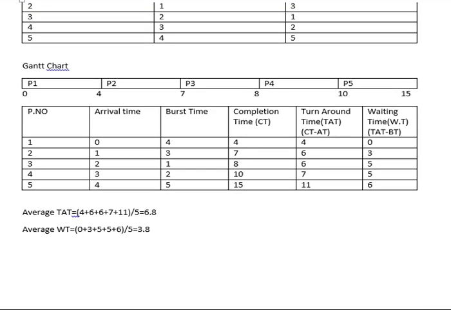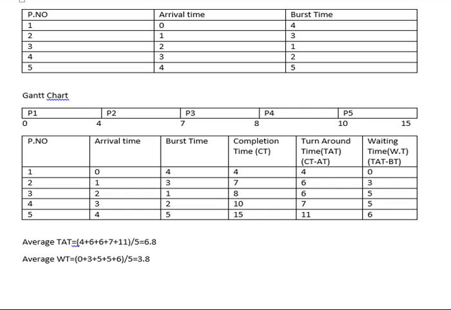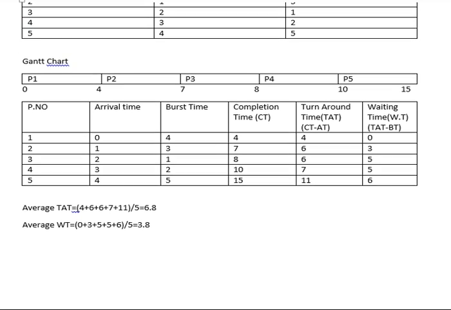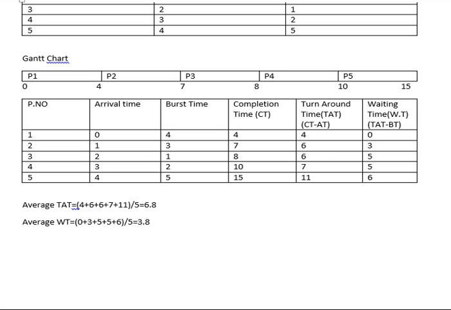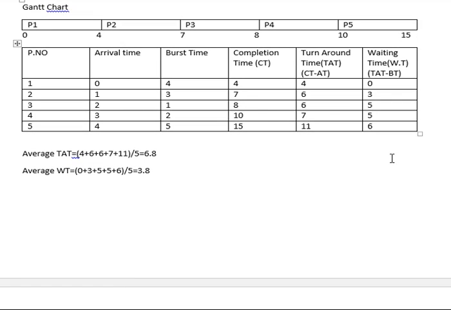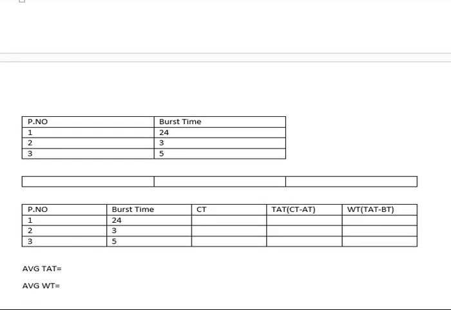So the first thing that you need to take into consideration is to draw the Gantt chart and make sure you are solving it properly. And once the Gantt chart is done, it hardly takes 2 minutes to draw the other values and give you the average turnaround time and average waiting time. Let's see one more problem now.